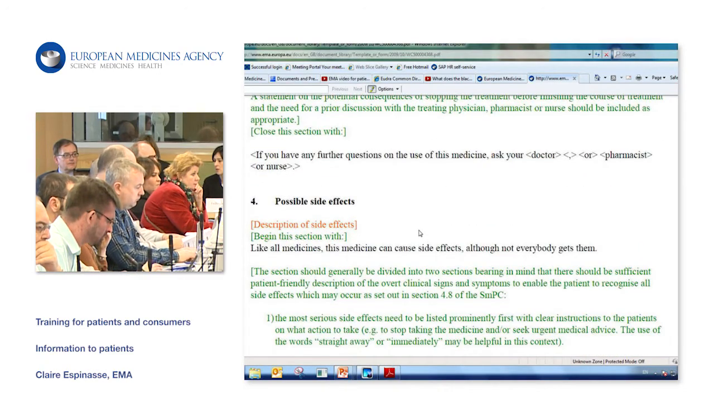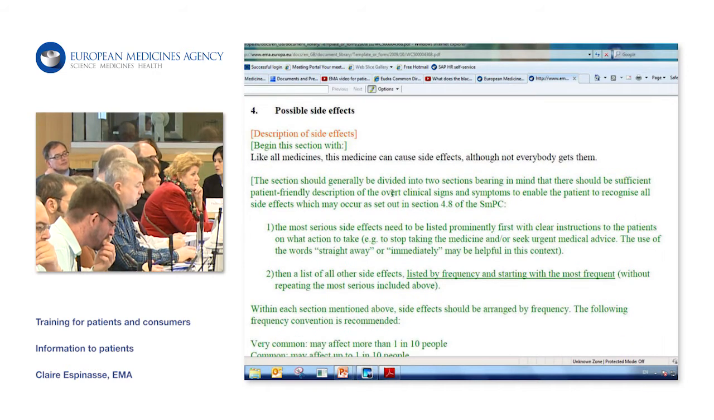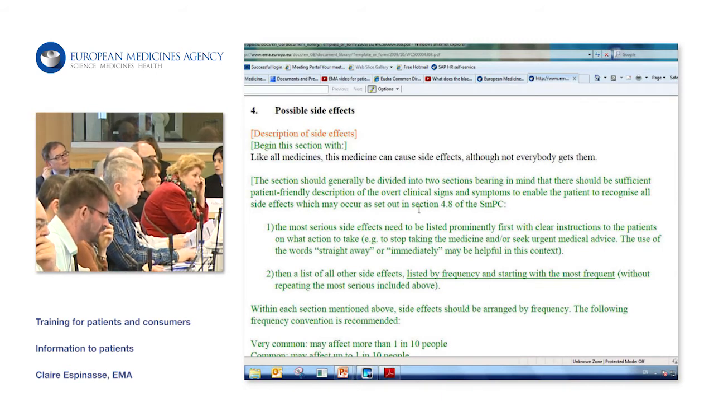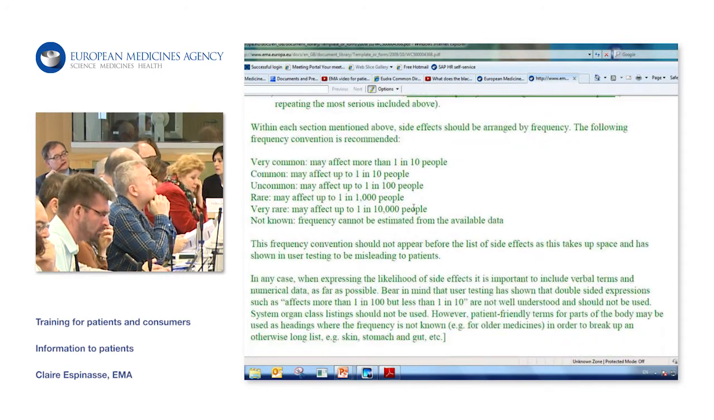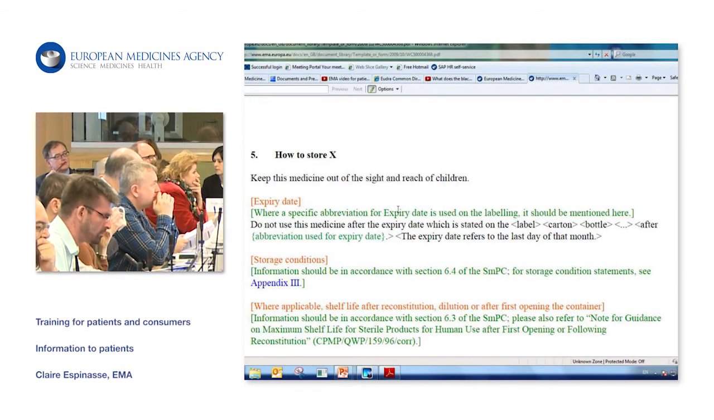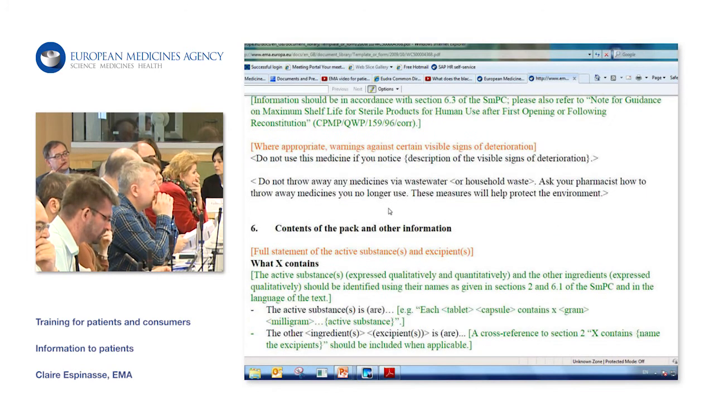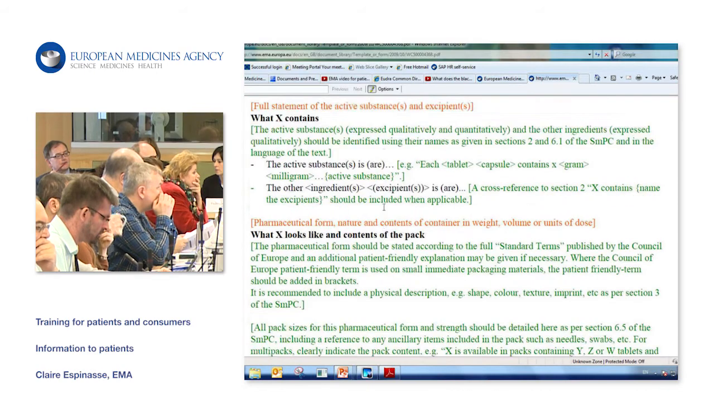Then section number 4, which is quite an important section, is the section on side effects. I didn't mention it to you before, but all the text in green is guidance. So it tells you what to expect, what sort of information, how to present it, and the order for each section. And the last 2 sections are about storage and what is in the pack, and information about the marketing authorization holders.